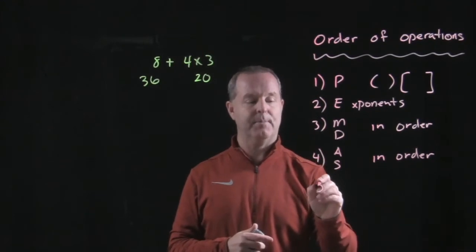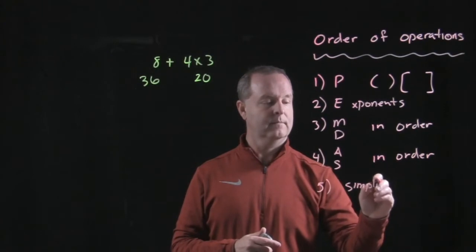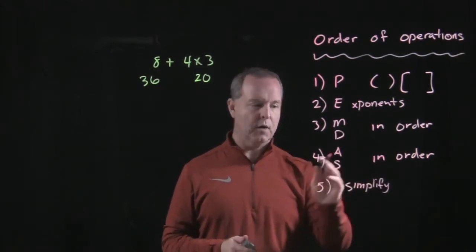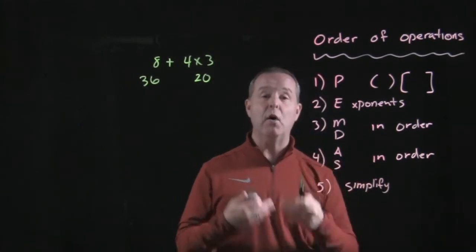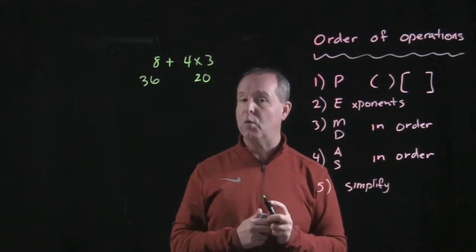And then the last step, we'll simplify, or do whatever the problem may be asking us to do. So if we did that correctly and followed the order of operations, we should agree on 36 or 20.